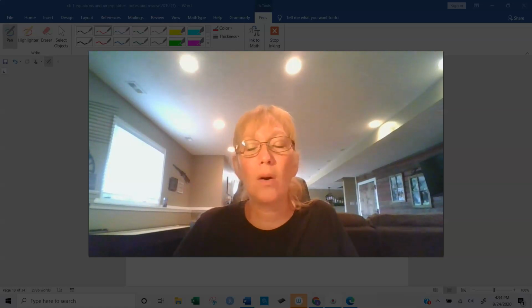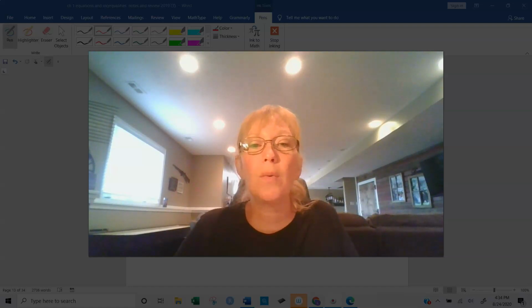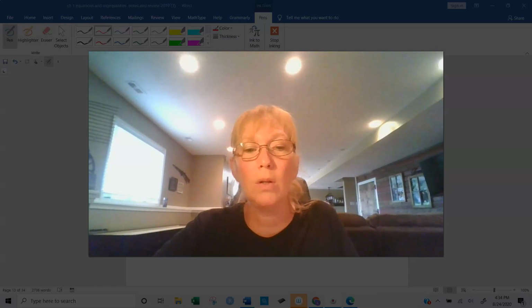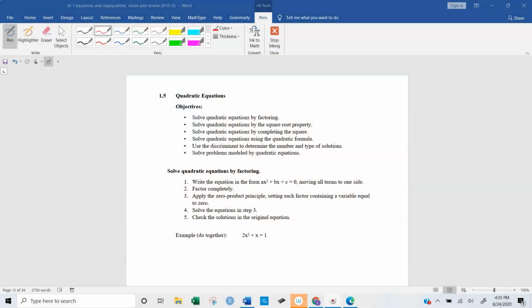This is quadratic equations. And I know you solved quadratic equations for a while, but I still want to just remind you. We're going to be solving them by factoring, quadratic formula, completing the square, all those methods that you know. Just a review to make sure you remember everything that you should be doing. All right, so you have 1.5 notes in front of you.